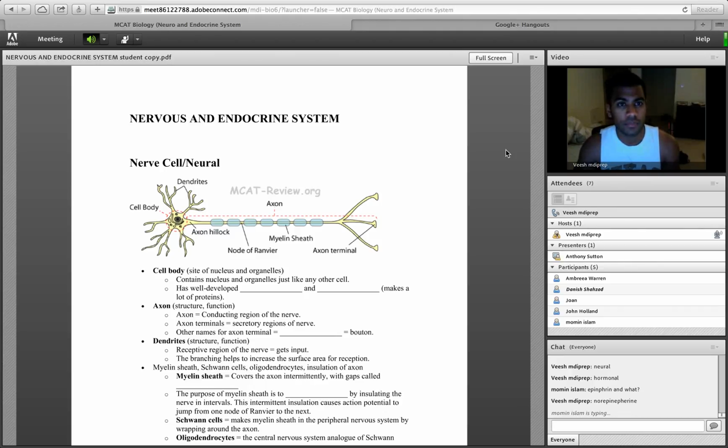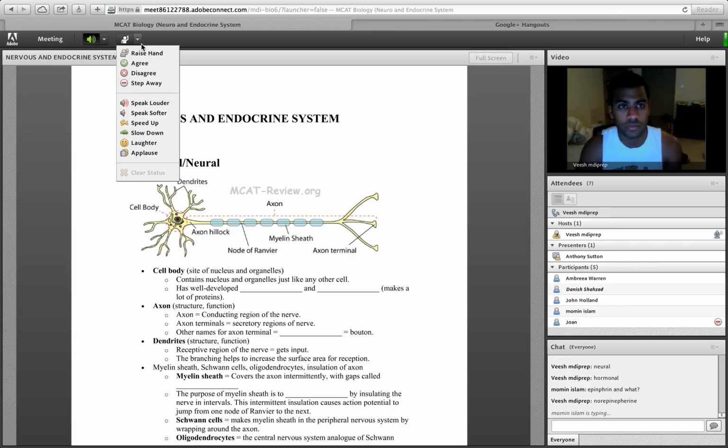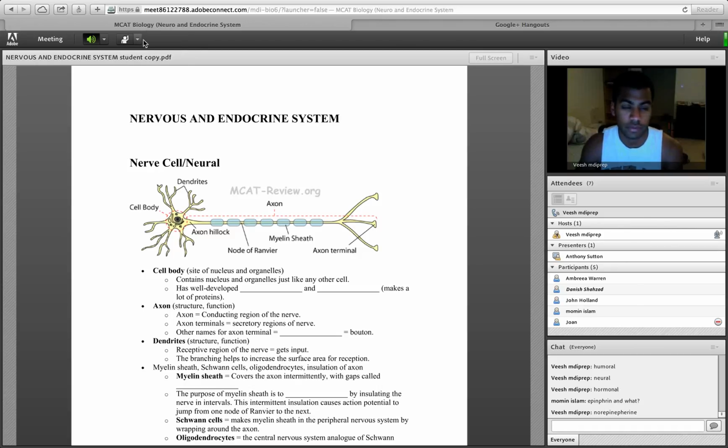Right now, in terms of set status in that top box, change it to away or step away, so I know you aren't by your computer. When you come back, you can get rid of the step away part.